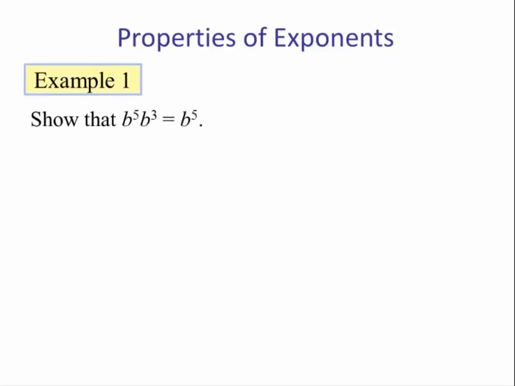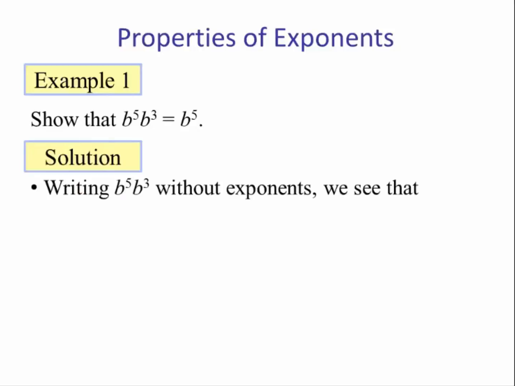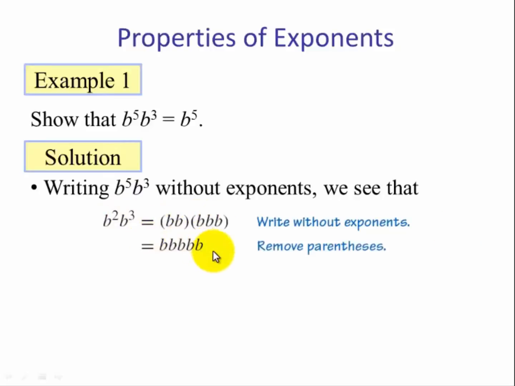Example 1. Show that b to the 2nd power times b to the 3rd power equals b to the 5th power. Solution: We first will write without exponents. So this will be b times b times b times b times b. Now we add up the exponents. All these will be a 1. So this becomes b to the 5th.